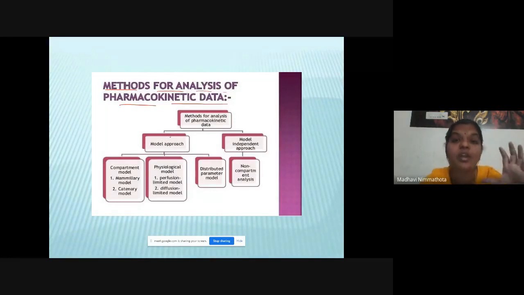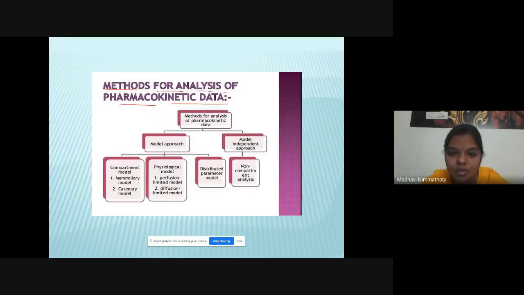So it is a very complex mechanism to find out the concentration and amount of the drugs in our body. We need to calculate our pharmacokinetic data of the drug by choosing any one of these models. So what are these models? How many types are there?